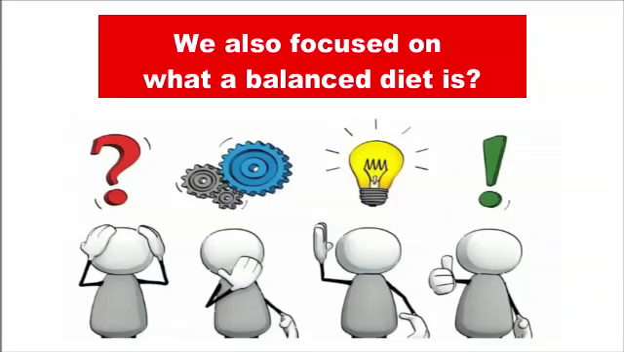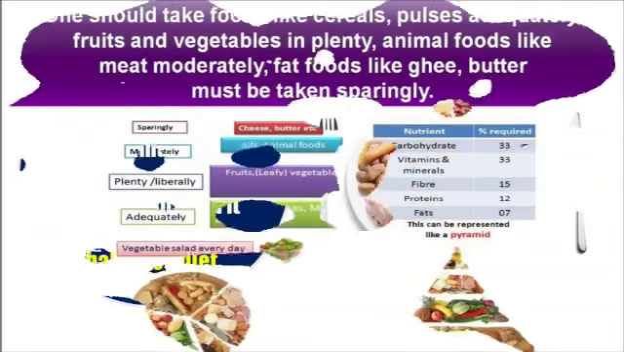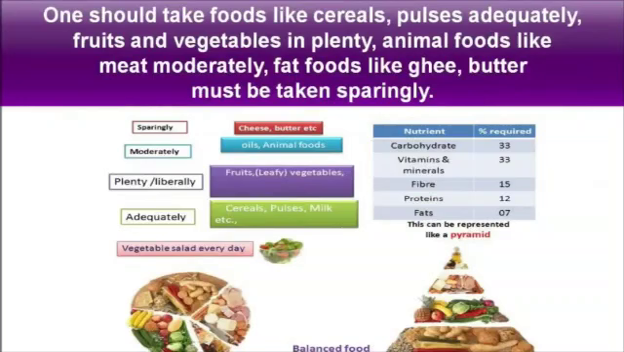We also focused on what a balanced diet is. All food components in food must be taken in required proportions and it makes a balanced diet. One should take foods like cereals, pulses adequately, fruits and vegetables in plenty, animal foods like meat moderately, and fat foods like ghee, butter must be taken sparingly.